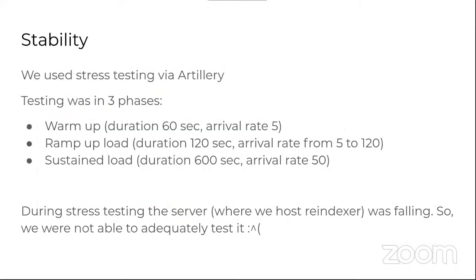Stability. As I already said, we used stress testing via Artillery, and testing was in 3 phases. Firstly, warm-up with duration 60 seconds and arrival rate 5. Then ramp-up load with duration 120 seconds and arrival rate from 5 to 120, and sustained load with duration 10 minutes and arrival rate 50. But during stress testing, the server hosting Reindexer was failing, so we were not able to adequately test it. But it looks nice, as our server was failing but your product is not.